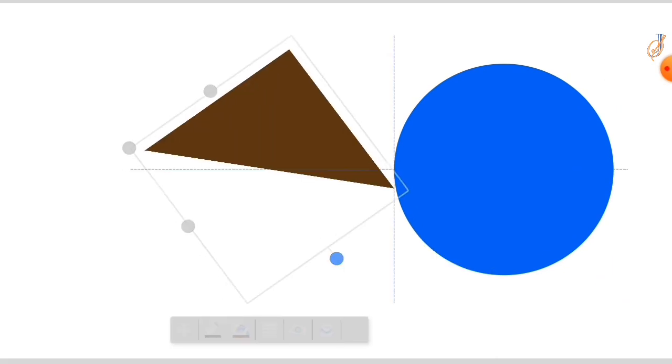Given a circle and a triangle, this triangle with side lengths 13, 14, 15. These are the points. This is A, this is B, and this is C. So this is the given information. We need to find the radius of the circle. Let's see how to find this.